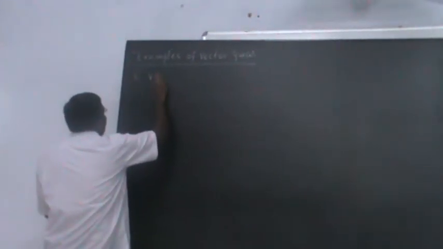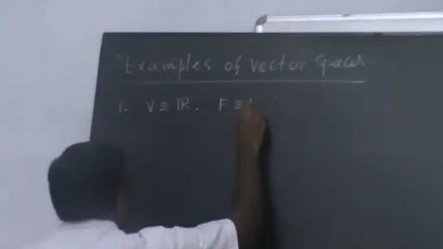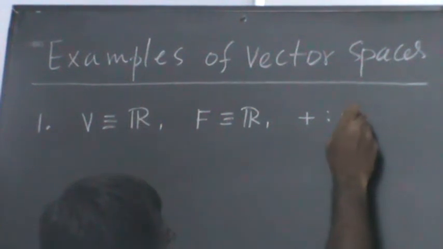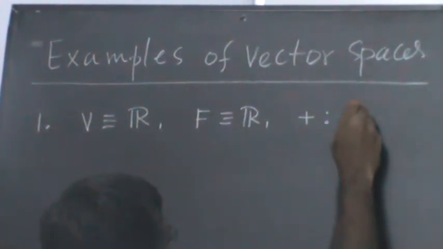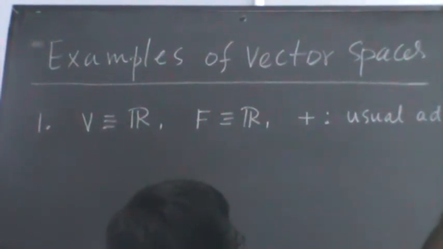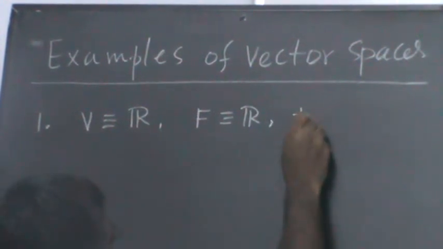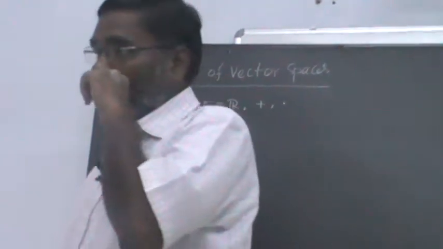The vector space is the set of real numbers. The field is also the set of real numbers. Addition is usual addition of numbers. Normally I will not write this because it is a little boring to write every time. So if it is not usual addition and multiplication, I will mention it. Otherwise, they are simply usual addition and multiplication. So will this form a vector space?